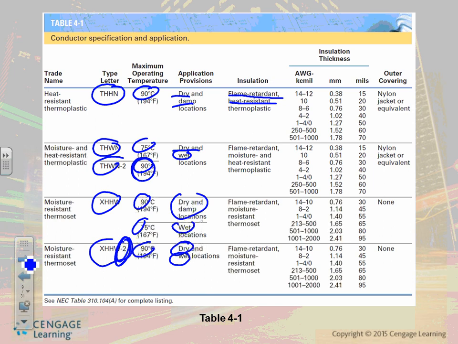Just to give you an idea, guys, you can buy THHN up to a size, look, 1,000. All of them. Now, if you need to go higher than 1,000, your XHHW takes you all the way to what? 2,000. That's a lot. That's a big boy like that guy there. And this is a 2,000.